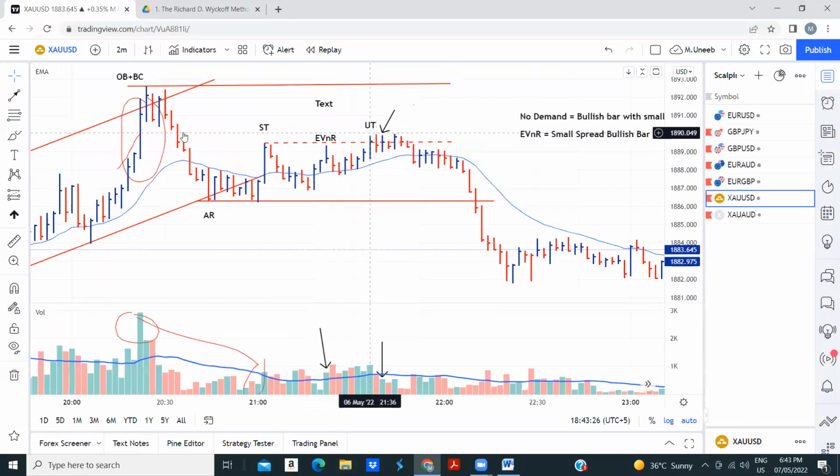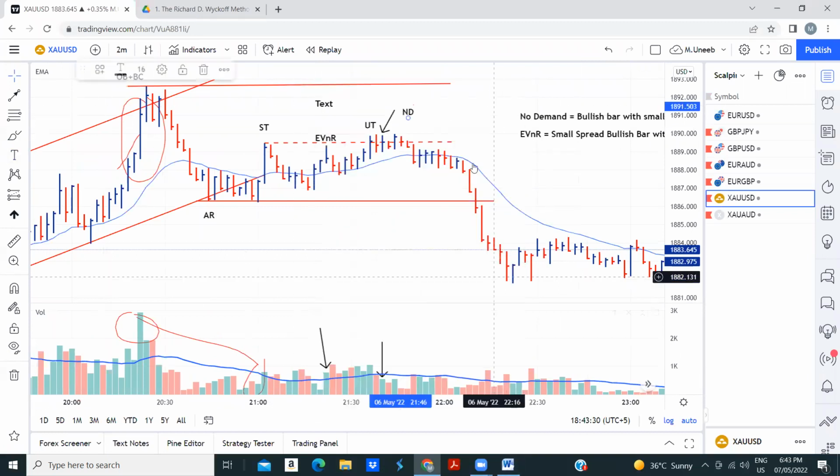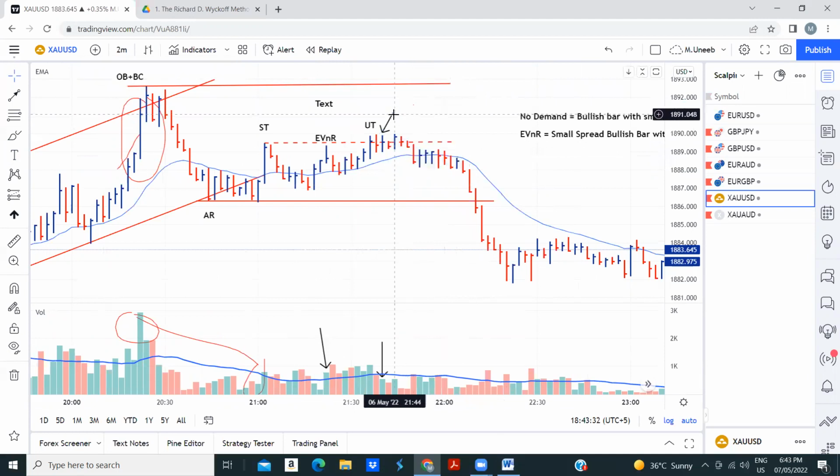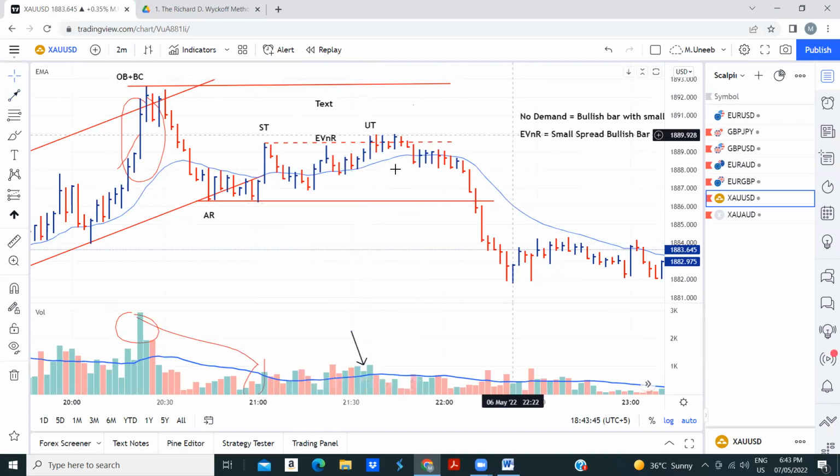Okay, this is no demand, ND. Now, if you see here, we have upthrust. After seeing this effort versus no result bar, what do we see? We see upthrust. And with upthrust, what do we see? Increase in volume. Can you see? Upthrust will have increase in volume.